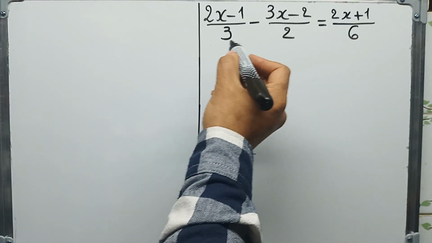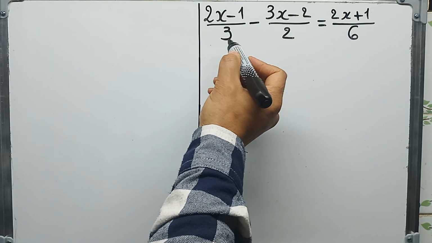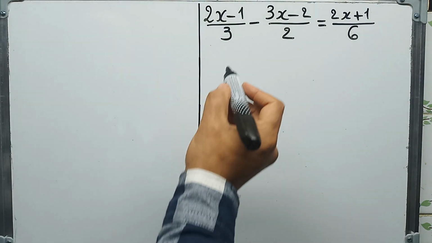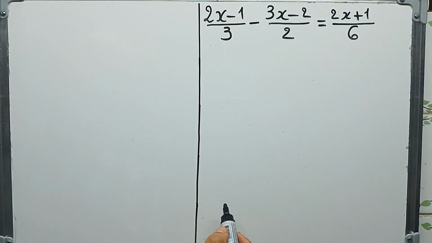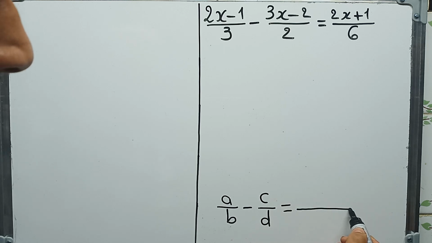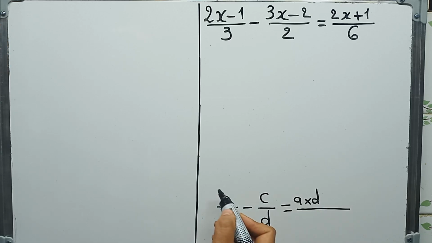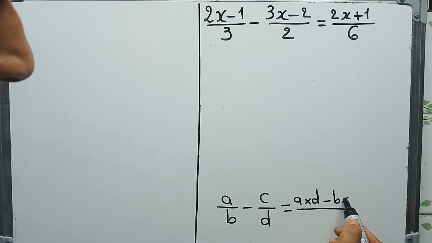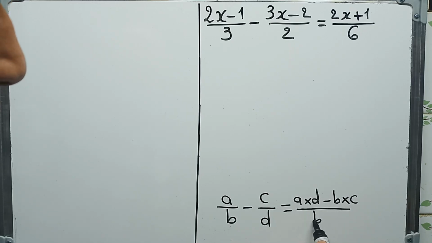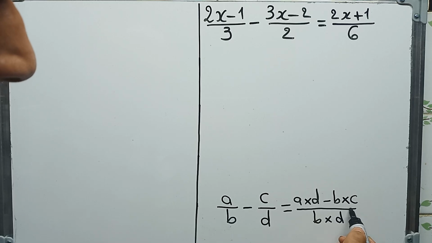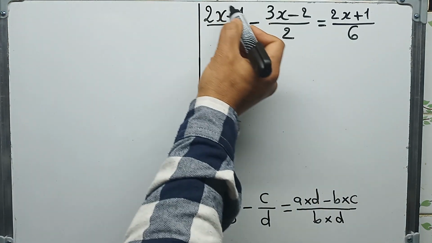Now we have an equation with fractions. And whenever you have fractions, you must have the same denominator. What we will use here is the algebraic property that says that whenever you have A over B minus C over D, minus or plus it's the same, you can do it like this: A times D, diagonally like a butterfly, minus B times C, over B times D.